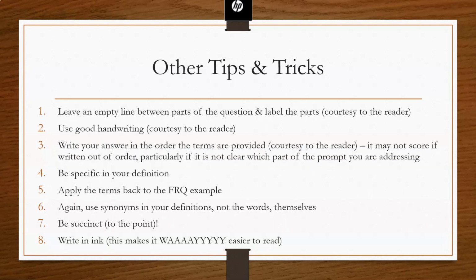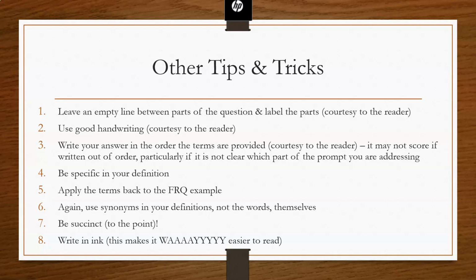Some other tips and tricks, and a lot of this stuff is just courtesy for the reader. It is really nice for the reader if you use white space, and that means that you're leaving empty lines between parts of the question, and also that you're labeling the parts of the question. It's just another step. The reader can't give you points if they're not 100% sure which part of the question you're answering.